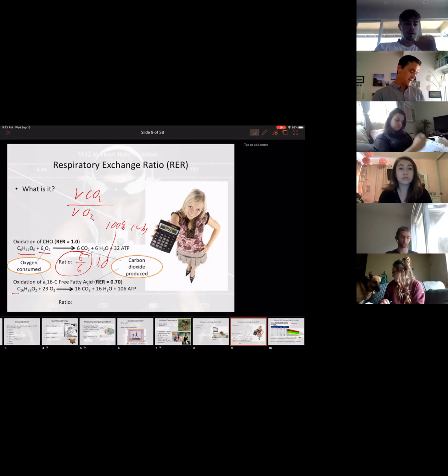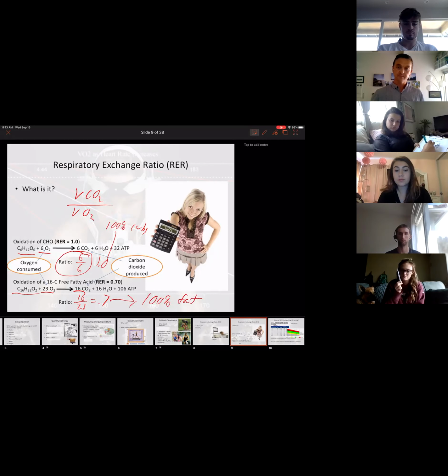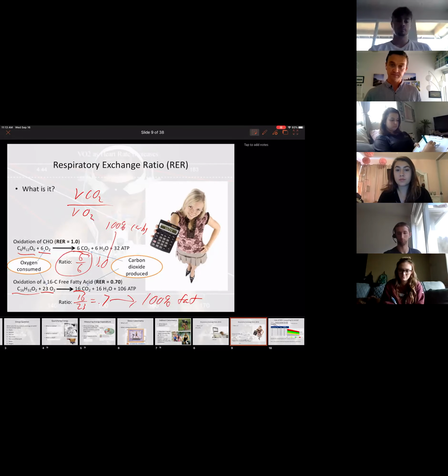Okay, this is a very common fatty acid in the body, palmitic acid. It takes 23 moles of oxygen to burn that fat, okay? But we only get 16 moles of CO2 out of it. So 16 divided by 23, that's 0.7, okay? So if our RER is 0.7, we're burning 100% fat. Okay, so that's the way RER works. Questions on that before we keep going?